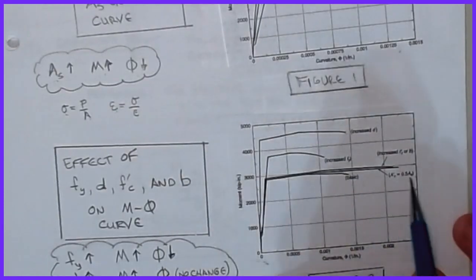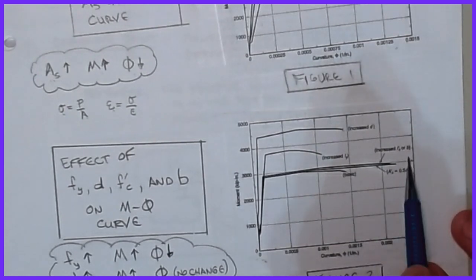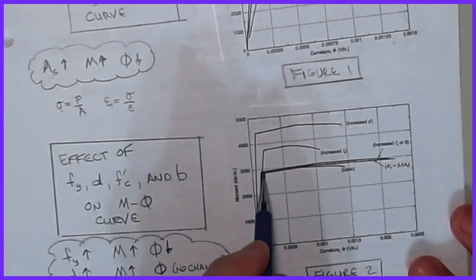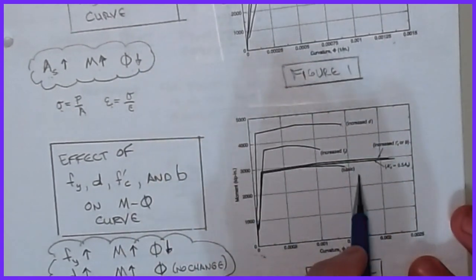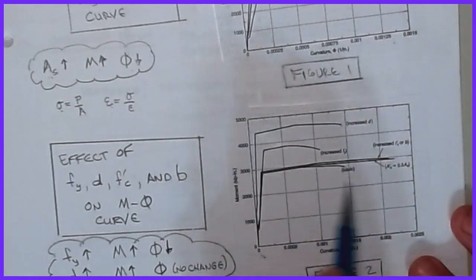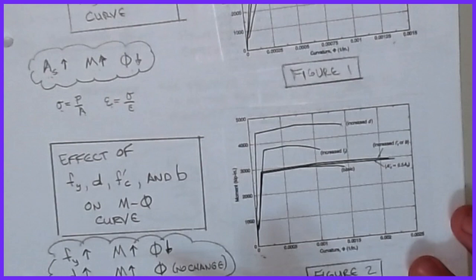Likewise, if I increase F prime c or increase the width of the section, I don't get any increased moment capacity per se. I still reach the yield point at the same point, but I do start picking up some extra ductility in our section here.